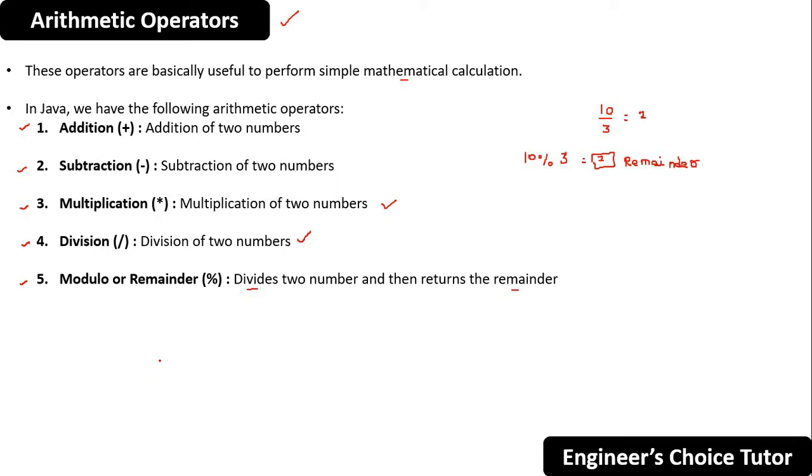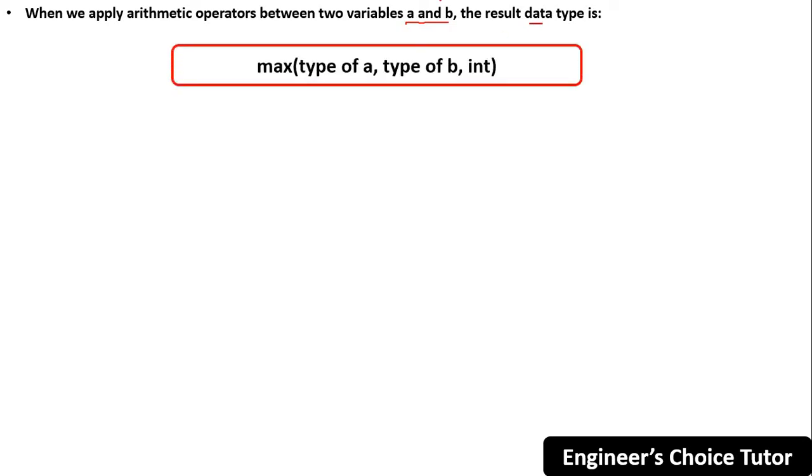So let's move ahead. When we apply arithmetic operators between two variables a and b, the result data type follows this formula: the result data type is max of type of a, type of b, comma int. We will cover this with the help of examples.